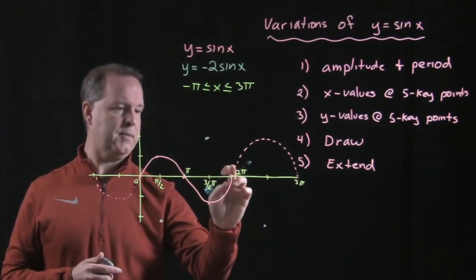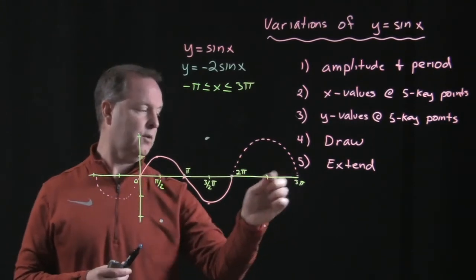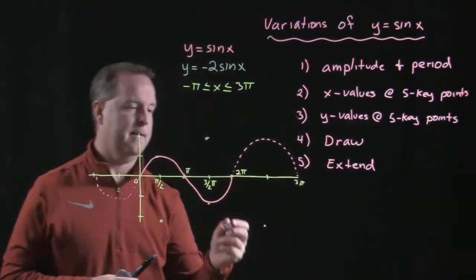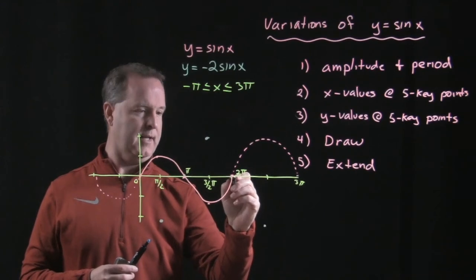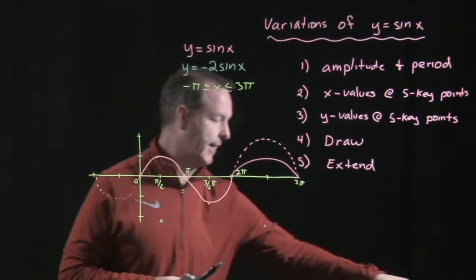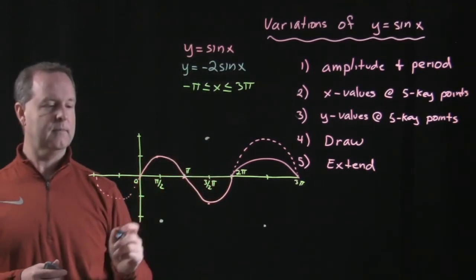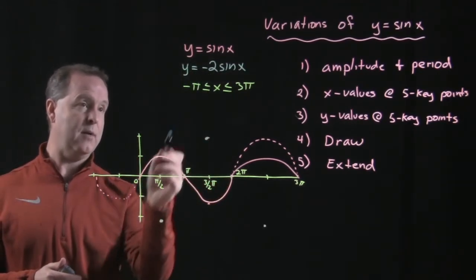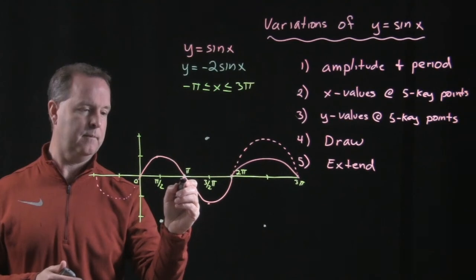And so forth. Whoops, I noticed that I did not graph that one correctly. It should have only gone up to here, folks. You noticed that, didn't you? Yeah. All right, so what the graph will look like then with a negative 2 amplitude.